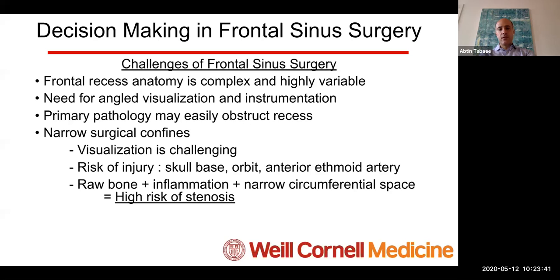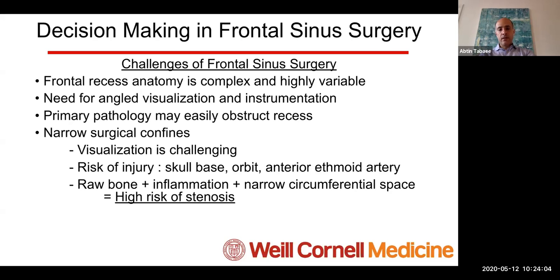The final challenge for all of us, even those of us who are experienced in this procedure, have done it for years and decades, is the potential for stenosis. This is a highly complicated and meaningful part of frontal sinus work, understanding that a certain percentage of your cases are going to fail. We're going to talk about outcomes in a minute.